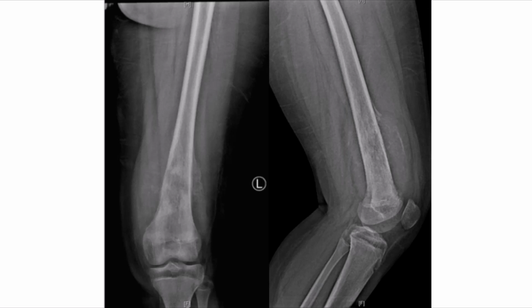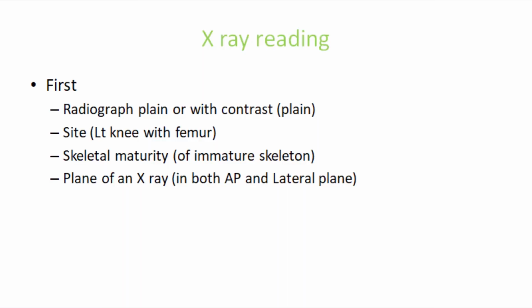We will divide the radiograph reading into 3 parts. First part describes the radiograph itself. 1. Type, whether the radiograph is plain or with contrast. 2. Which bone and joint it is showing. 3. Whether it's a mature or immature skeleton. And 4. Plane of radiograph, meaning AP or lateral view or some specific view.